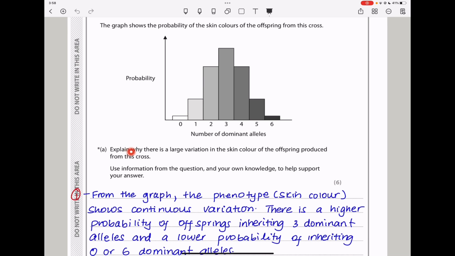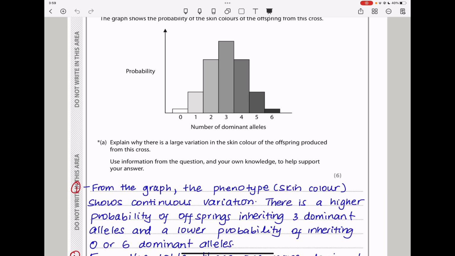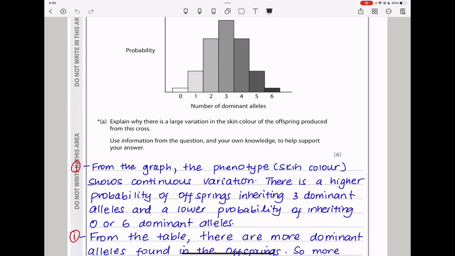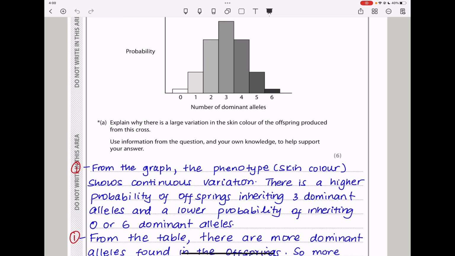So here they say explain why there is a large variation in skin color of the offsprings produced from this cross, and use your answer from the question and your own knowledge to help support your answer. From the graph, the highest probability is for 3 dominant alleles to be present. So here I say it from the graph, the phenotype, which is skin color, shows continuous variation. We can see that this is continuous variation.